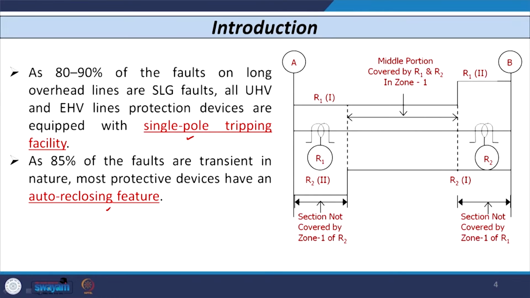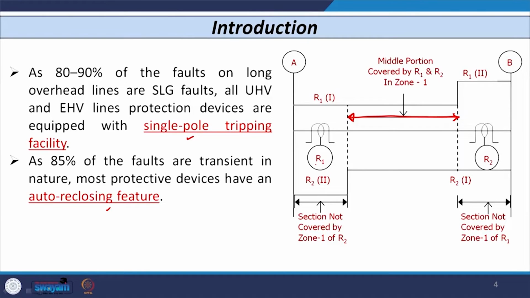feature. Even you can see on this figure, the same figure I have shown here, if any fault occurs in this region, then any fault that occurs in this region falls under the first zone of relay R1 and R2.